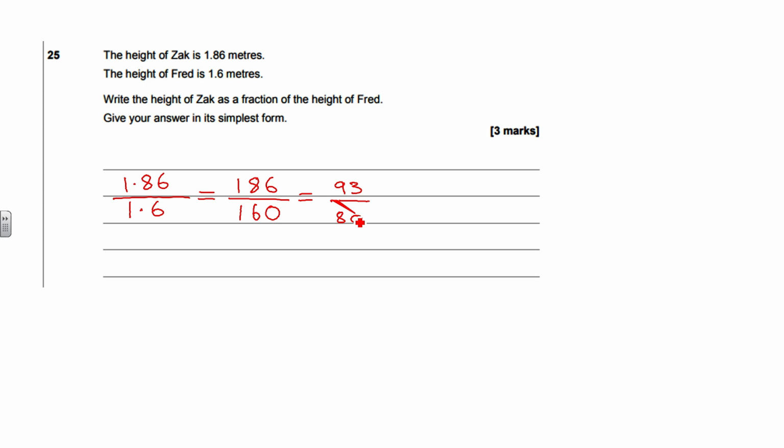So I would say 93 80ths. I reckon they might give me that. Possibly I might want to go to 113 80ths. The height of Z as a fraction of the height of Fred, 1.86. Very strange.